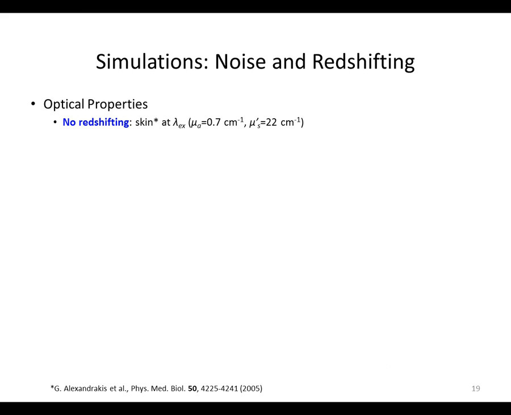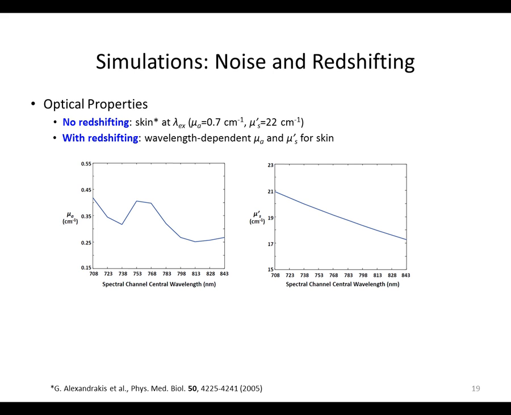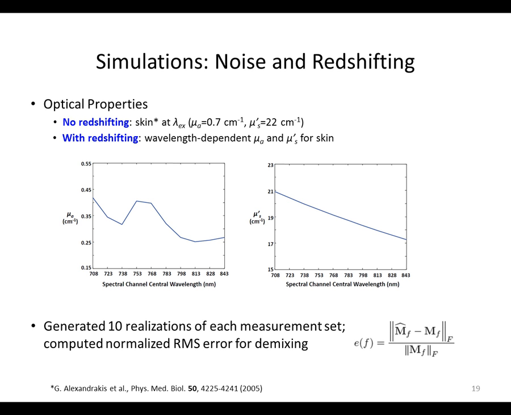Now we're going to look at 2 cases, one where I assume that the optical properties are constant, and the other where I assume that they're wavelength dependent. These are the values of mu A and mu S prime that I'm utilizing. These are values for skin from this review paper. What I do is generate 10 realizations of each measurement set. Remember, each measurement set has 648 source detector pair measurements.